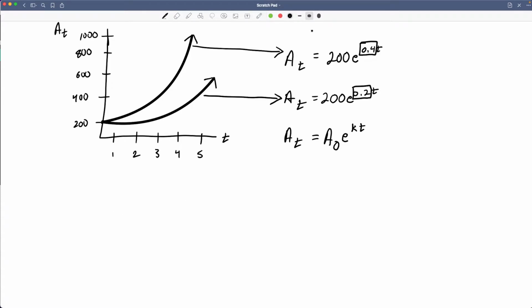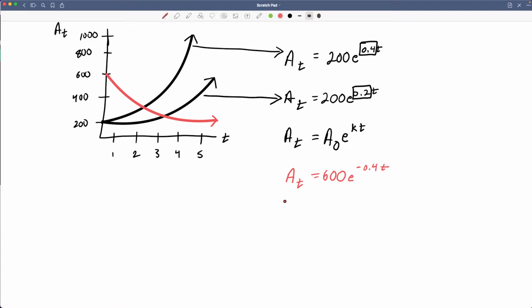Well, if it were, I'm going to change colors. If it were to decrease, let's say the amount at time t is equal to 600 e^(-0.4t), then that is going to look a little bit like, it's going to start at 600 because that's our original amount, and it is going to go down like this.